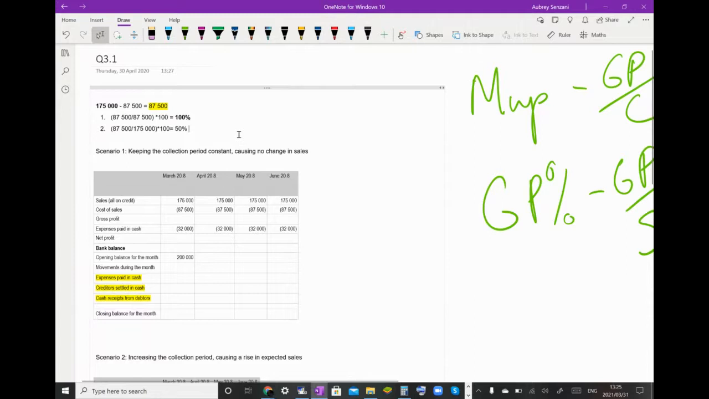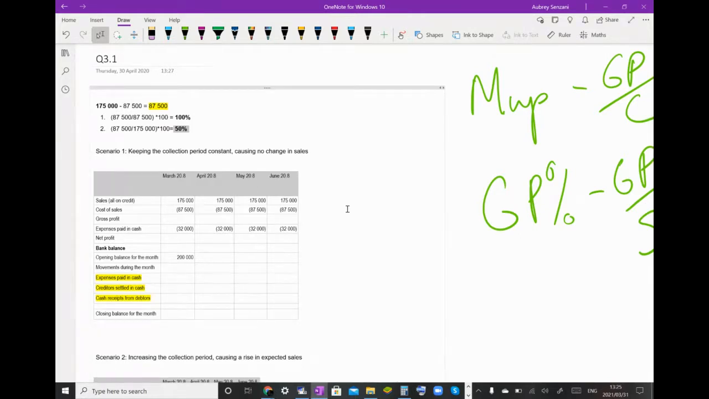Then we go over to calculate our gross profit percentage. Our gross profit percentage is our gross profit divided by our sales, or selling price. Our sales is 175,000, and that gives us 50%. So we've finished part 1 and part 2 already. We've done that. Then it's time to do the calculations for the scenarios.